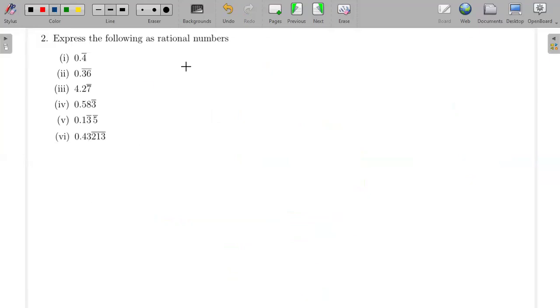Okay, so the last one, we're going to say let x be equal to 0.43 with 213 under the bar, meaning that 213 repeats. So I want to get two numbers from here such that after the decimal point, I have the repeating part. So I'll move this decimal point two times to there. Meaning I've moved two times, I have to multiply by 100.